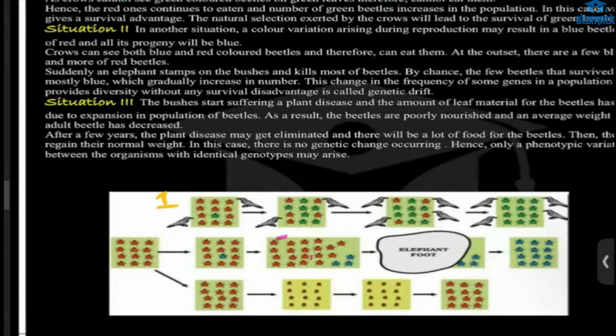Now, in the second case, variation occurs in the red beetle population, and one of the beetles turns into a blue beetle. The population is growing, and the blue beetle is also growing. Next, an elephant comes and steps on this beetle population. By chance, where it steps there are only red beetles. They die. Only the blue survive, and it forms a new species and keeps on developing.